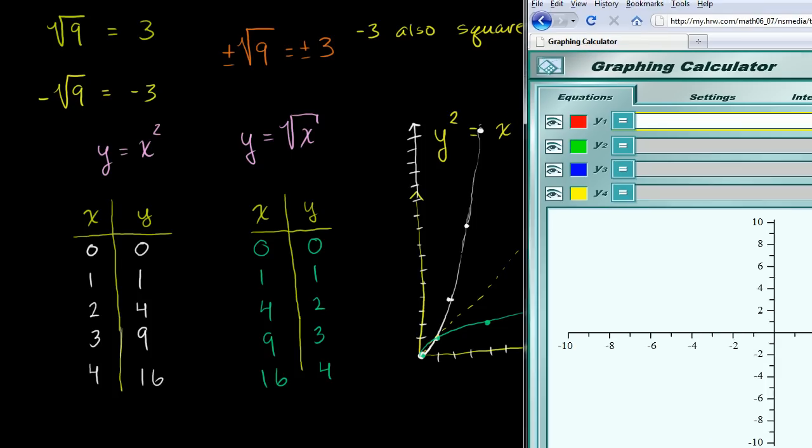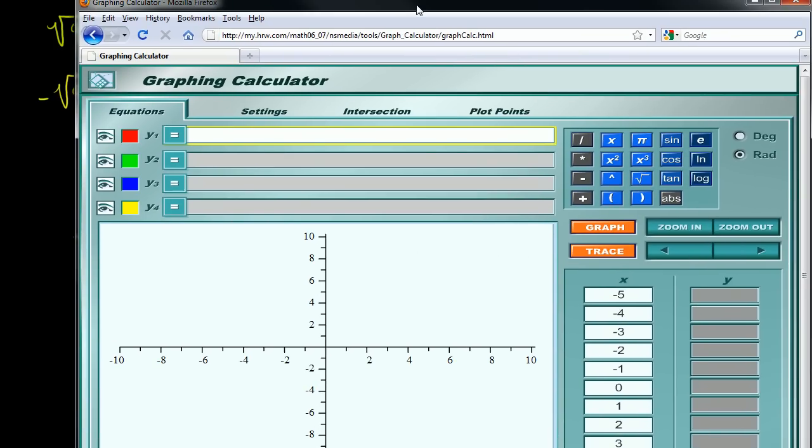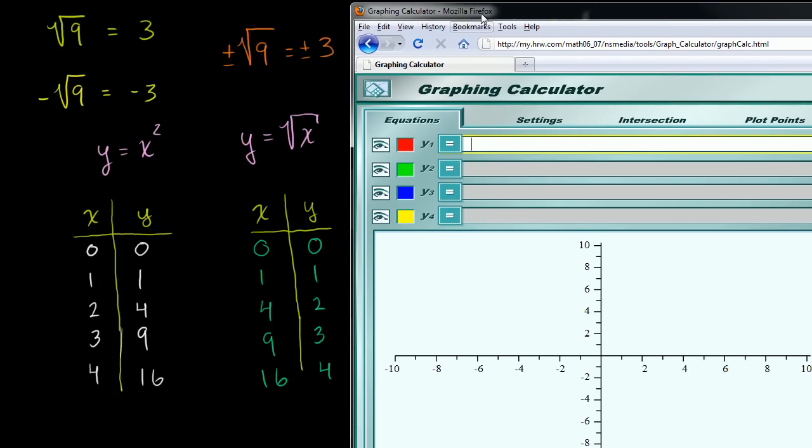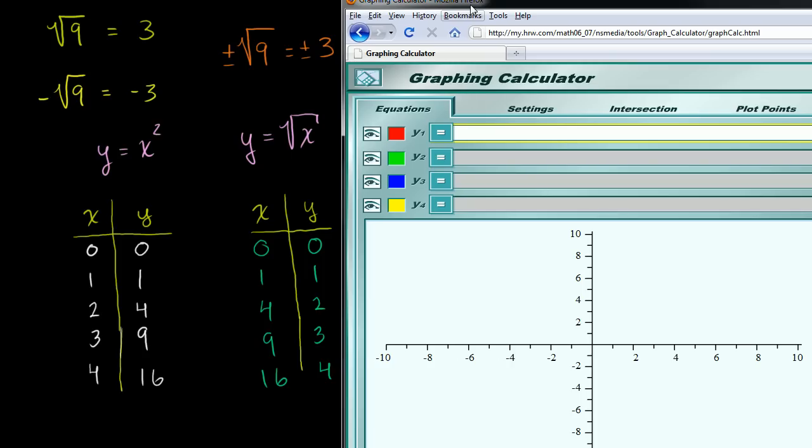I found this on the web. I just did a quick web search. I want to give proper credit to the people whose resource I'm using. So this is my.hrw.com/math06. You could pause this video, and hopefully you should be able to read this, especially if you're looking at it in HD. But let's graph these different things. Let's graph it a little bit cleaner than what I can do by hand.